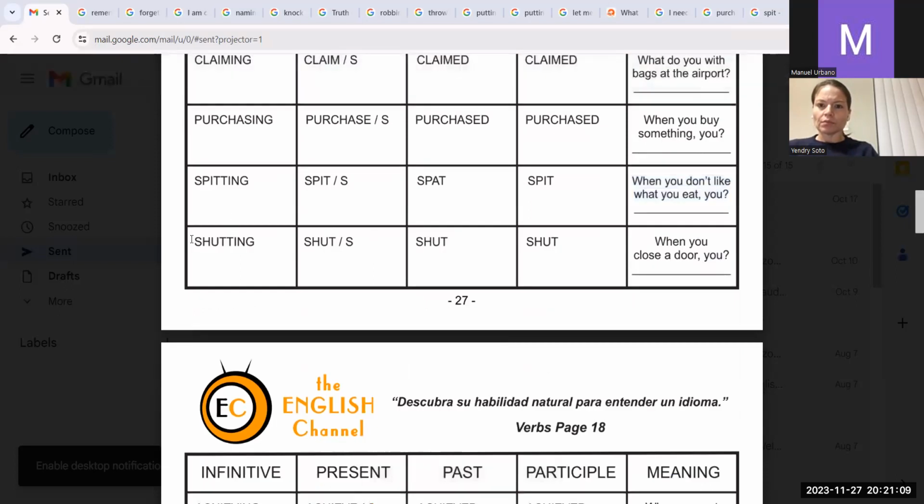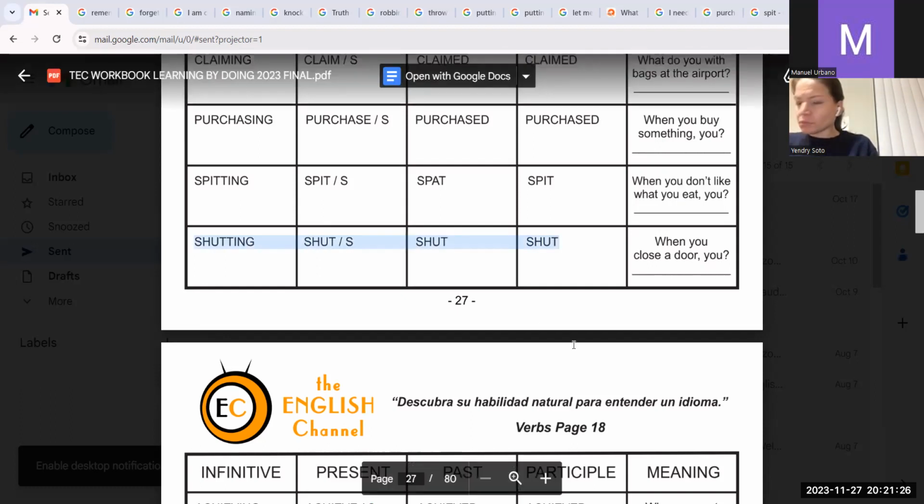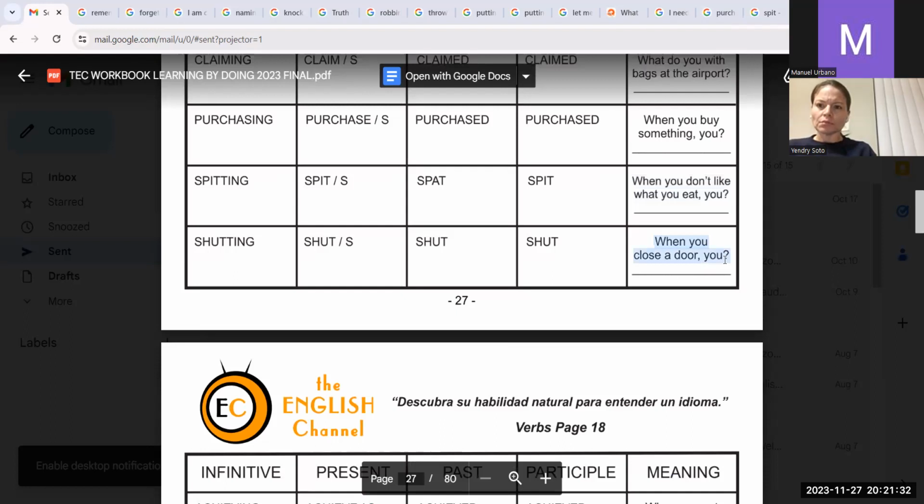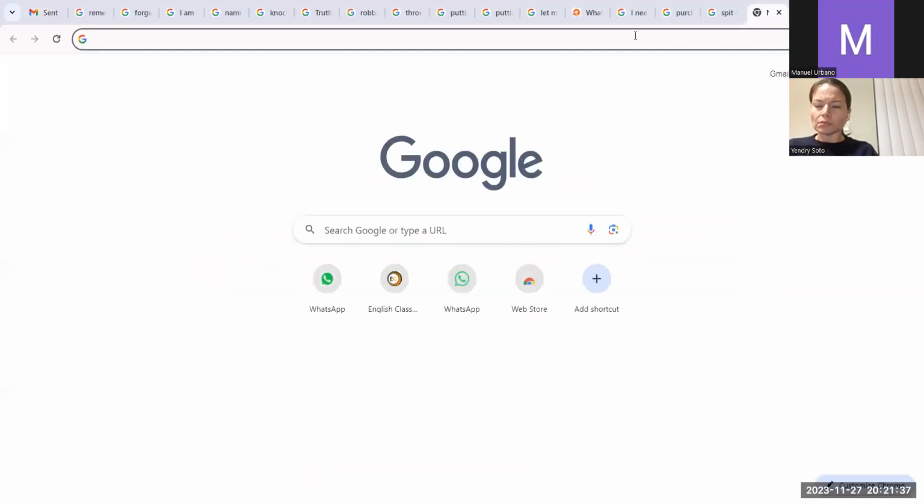All right. The next one will be shutting. Please repeat. Shut, shut, shut. So this one is an irregular verb and it's just shut all the time. The past participle is just shut. And when you close the door, but when you really close the door, right?